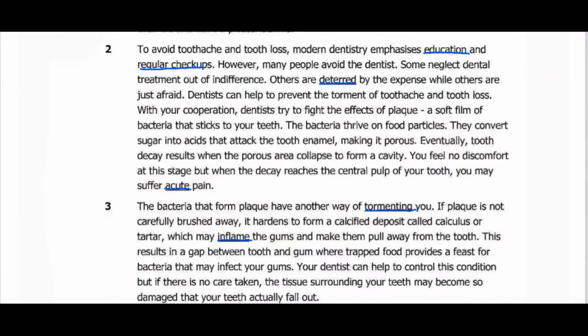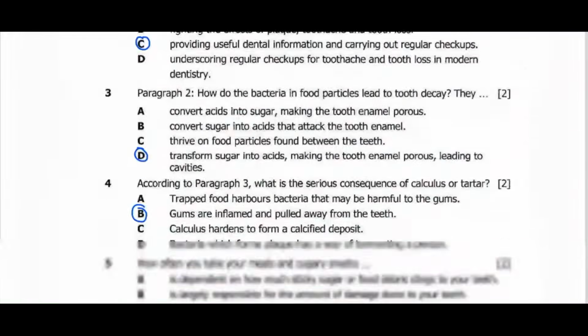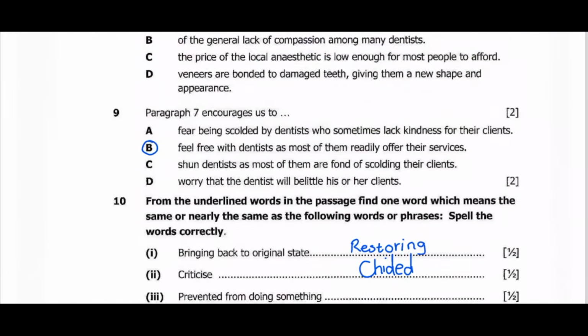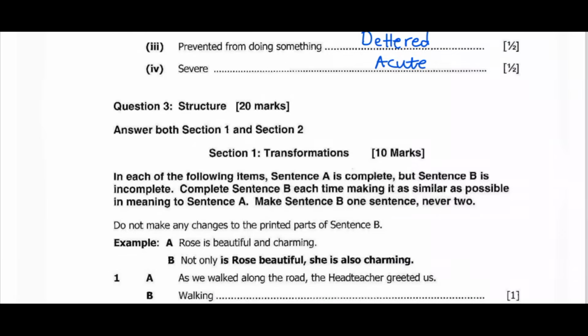This should be in paragraph 2. So, others are deterred by the expense, they are prevented. To deter means to prevent something from happening. So, deterred. Then severe, it's the acute. If you look at acute pain, we are looking at severe.